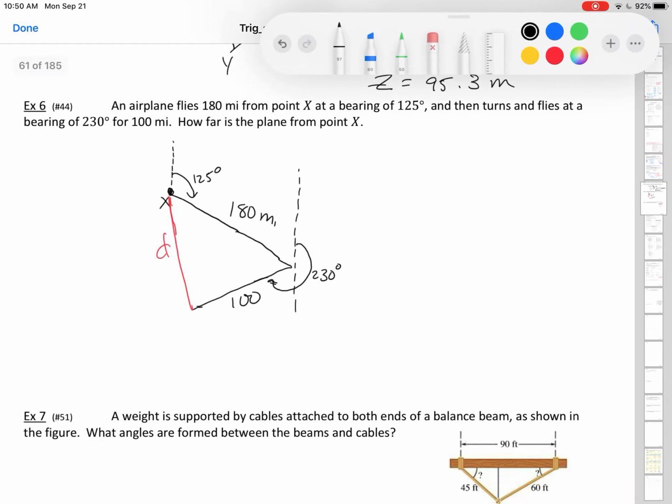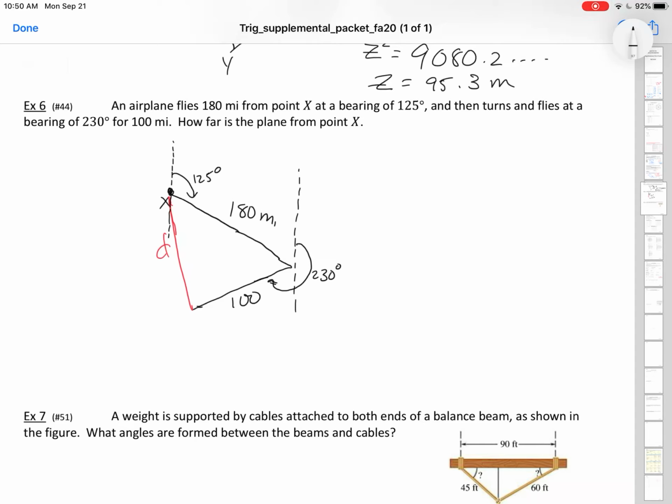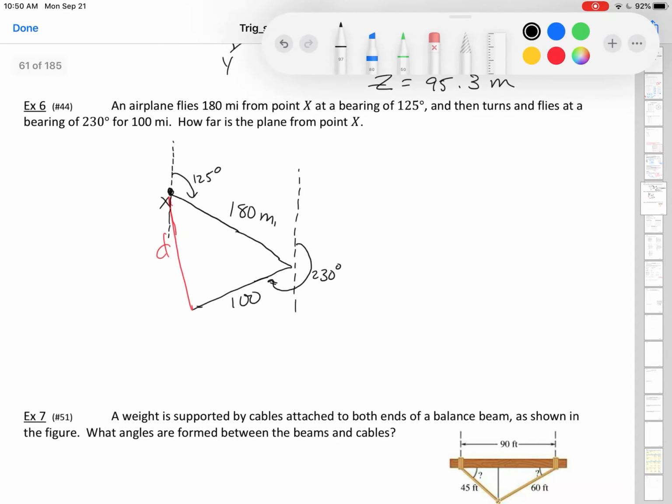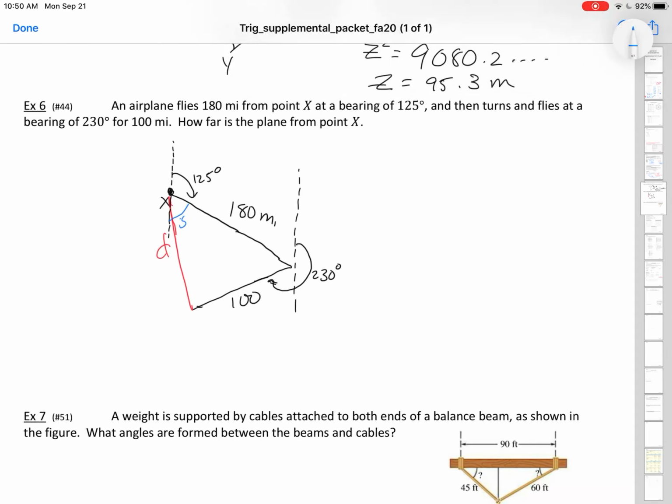So what do we know? We know that it's 125 degrees from here to here, and so, let me put it in blue, we know this angle right here is 55 degrees. Now why do I care about that being 55 degrees? Well, if I know that that's 55 degrees, I know the alternate interior angles are equal. So I have two parallel lines, the north-south lines that are dotted, and they're being cut by this black line that's 180 miles long. And because of that, this is 55 degrees right here. Alternate interior angles would be equal.